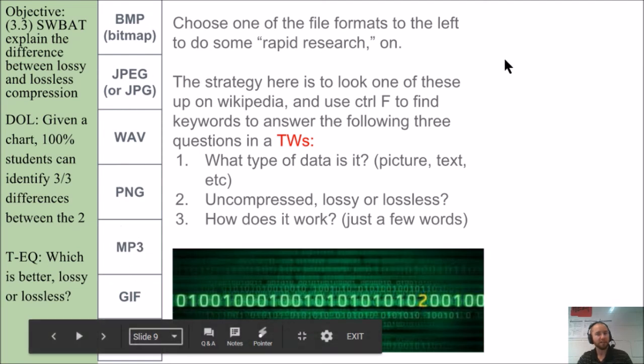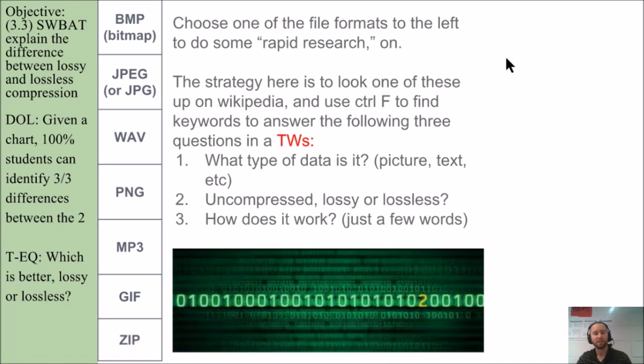The strategy here is to look one of these up on Wikipedia, and yes, I love Wikipedia. It's a great source of information. So after looking up this file format on Wikipedia, I want you to use Control F to find keywords to answer these following 3 questions. What type of data is it? So let's say I choose the WAV file format. I'm looking it up. I'm using Control F to search for the word data, and I hope to find out what data type it is, picture, text, etc.